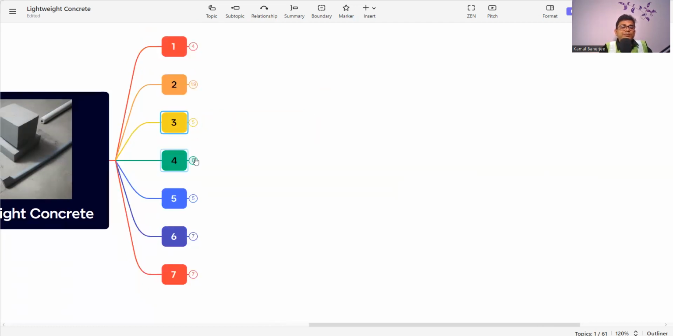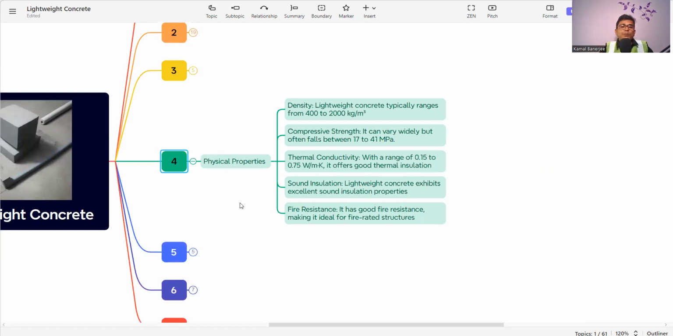The next is, what are the physical properties? The density. We already discussed the lower density as compared to the traditional one. The dry density of lightweight concrete typically ranges from 400 to 2000 kg per cubic meter, but still research and development is in the air so that it can be modified and found more beneficial. Compression strength can vary widely but often falls between 17 and 41 MPa. It is the main drawback that we cannot achieve more than that, but research and development is still in process so that using the lightweight aggregates we can achieve more strength.